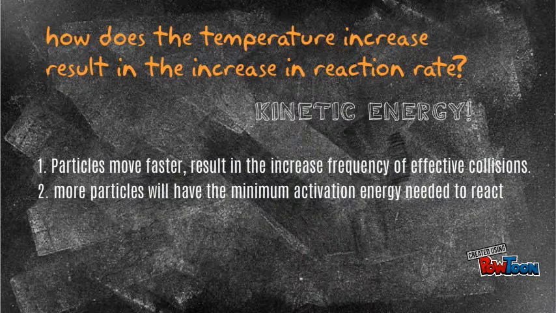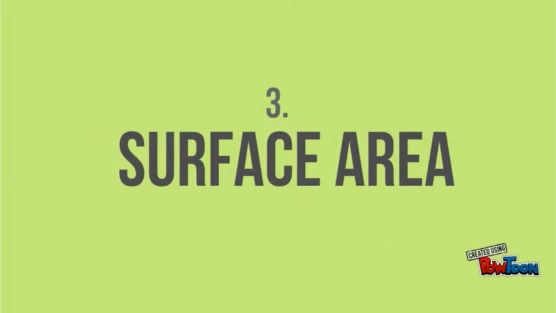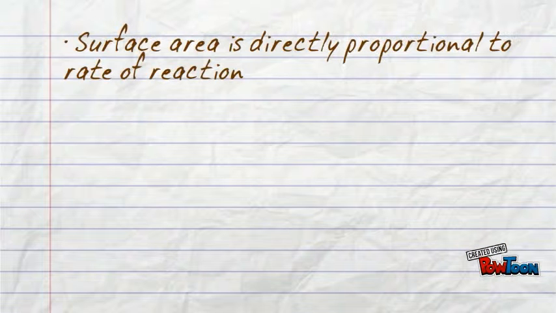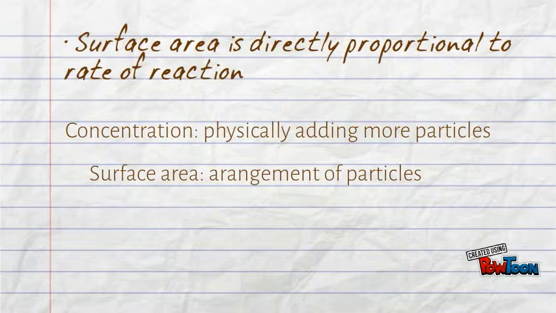The third factor is surface area. Increasing the surface area of a reacting substance will result in an increase in reaction rates. This works on the same principle as concentration by generating more successful collisions. Except for concentration, we are physically adding more particles, but surface area talks about how those particles are arranged.